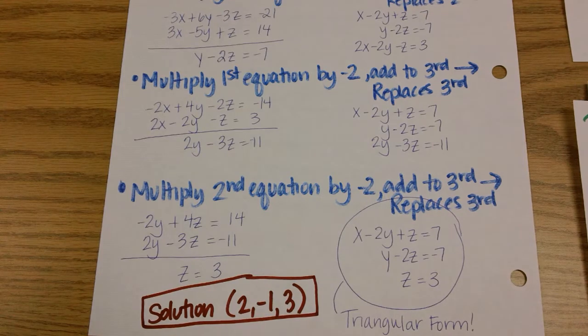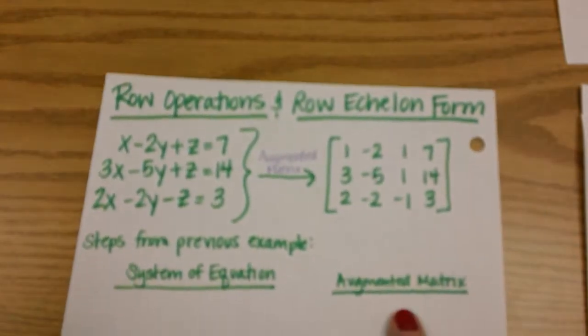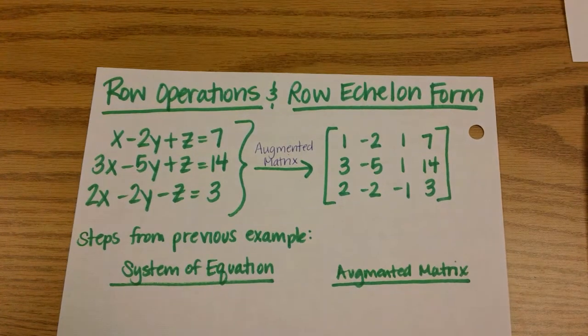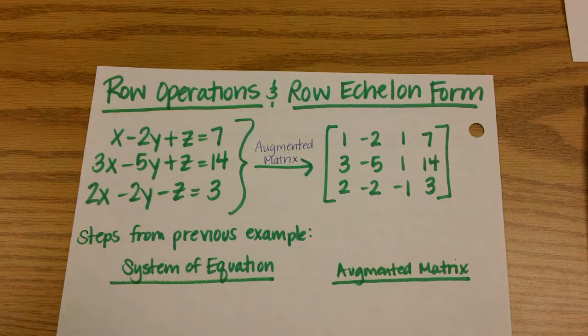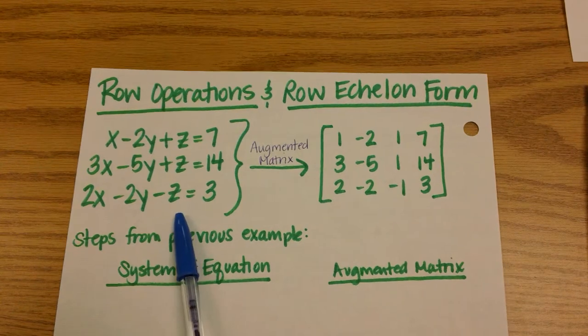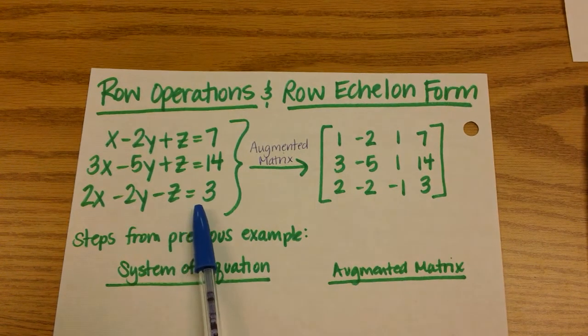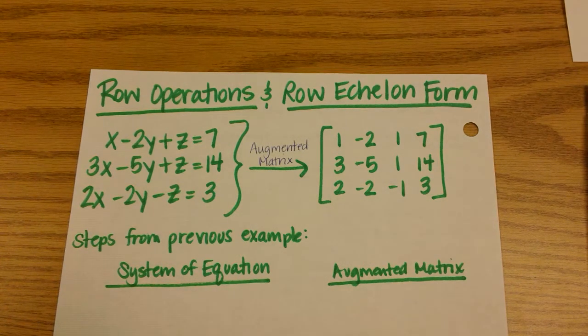Okay, the next thing that we're going to talk about are your row operations in your row echelon form. In order to show you row echelon form, I'm going to use our previous example to help us do this. This is our previous example written out as a system of equations. We can rewrite that using augmented matrices.